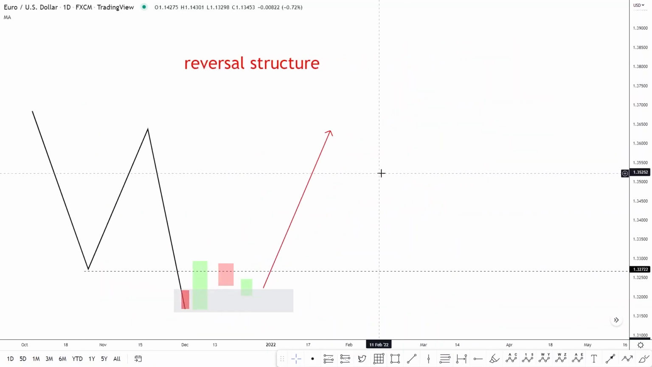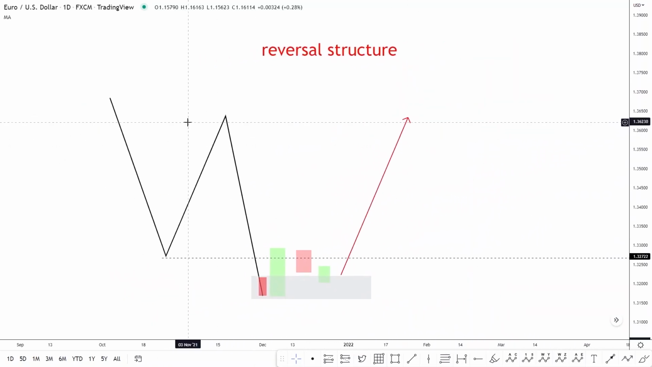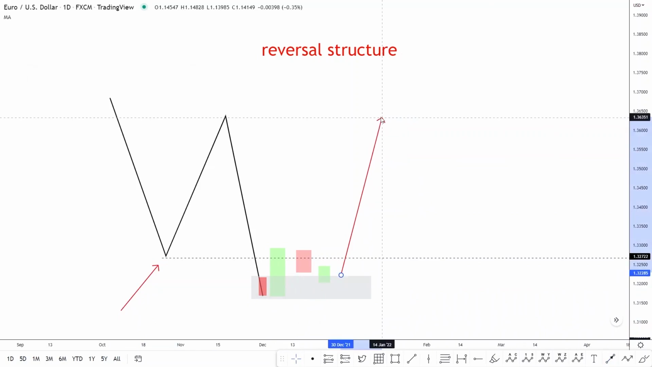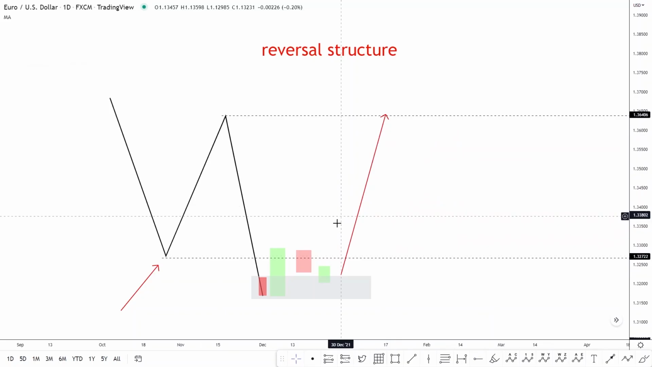Now for reversal structures, you will find that the market is going down, pushing higher, then going down aggressively. After that, when you find that you have your zone below the previous low, something like this, you can target this high over here. After you have made your full analysis, this will be one of the most profitable trades you will ever do on your chart.